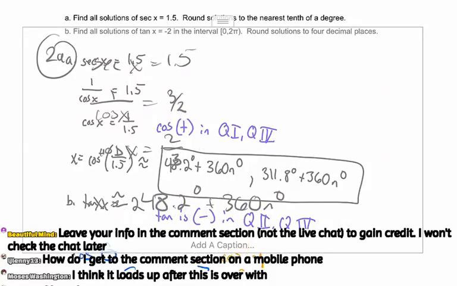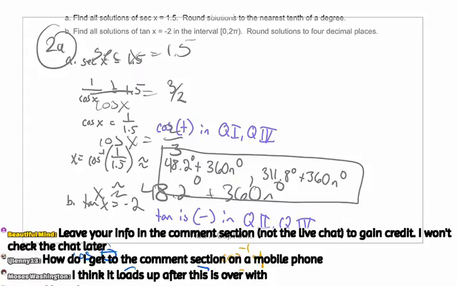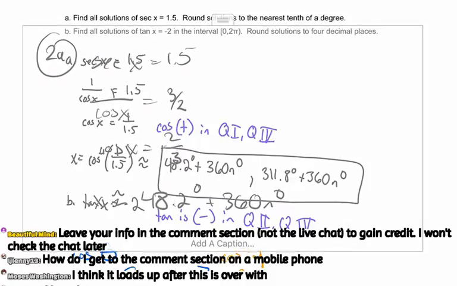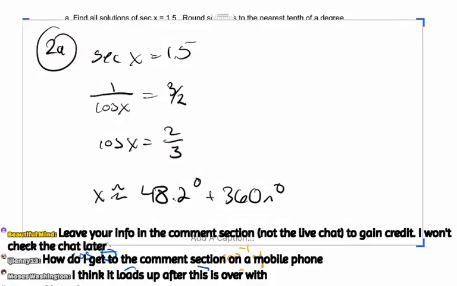But we need to be 48.2 degrees away from the x-axis in quadrant 1 and 4. So the quadrant 4 solution would be 360 minus the 48.2, and we get 311.18. Give me a second, gentlemen.